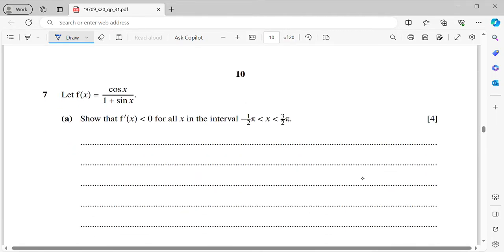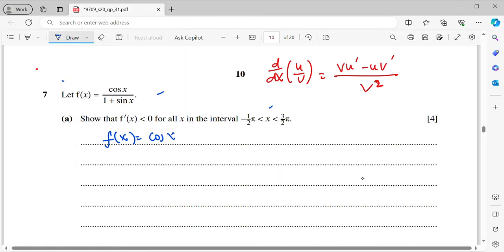Now next question 7. Let f(x) equals cos x over 1 plus sin x. Show that f prime x less than 0 for all x in the interval x between negative half pi and 3 over 2 pi. So now, to get this differentiation, we need to apply the quotient rule. That means d over dx of u over v is going to be v squared in the denominator, then v u prime minus u v prime. Okay, so now my f(x) equals cos x over 1 plus sin x.